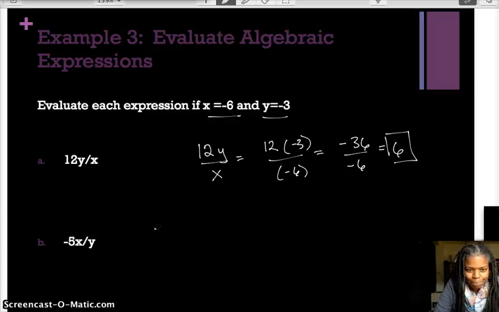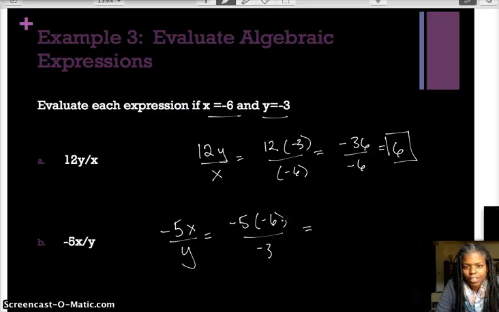Let's try the next one. Again, a quick rewrite gives me negative 5x over y. The next thing I'm going to do is substitute in the value for x, which is negative 6, and the value for y, which is negative 3. When I multiply these two in the numerator together, I'm going to get a positive 30 because the signs are the same. When I divide by a negative 3, I'm dealing with two different signs, so my answer is going to be a negative 10.